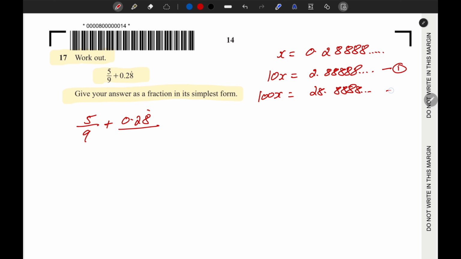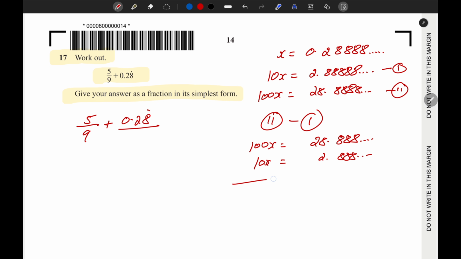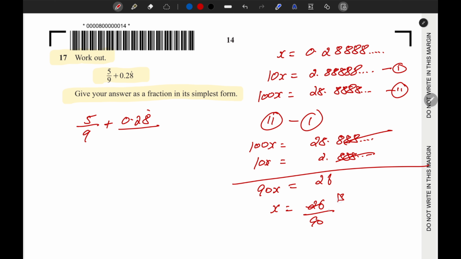Now if you see equation 1 and 2, if we subtract them, 2 minus 1, let's write 100x equals 28.888 and 10x equals 2.888 and so on. So we are actually removing the recurring part. As you can see, this whole will be eliminated. 28 minus 2 is 26 and 100 minus 10 is 90x equals 26. X is 26 by 90. You can cut them by 2, so this is 13 and this is 45. So this is 13 by 45.